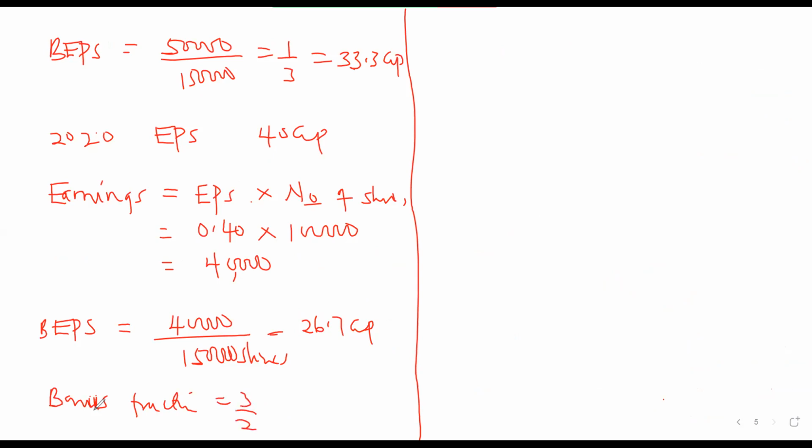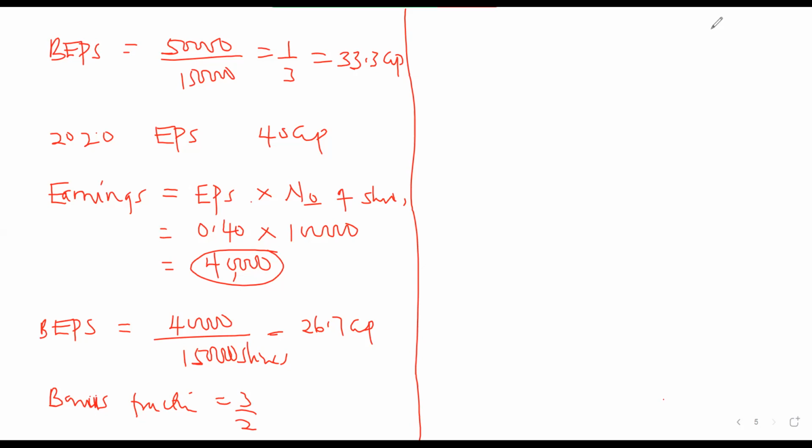Sometimes what you have to know is that the question will not give you the number of shares, and they will also not give you anything to find the earnings yourself. They will just give you the earnings per share. They will not give you any further information again.